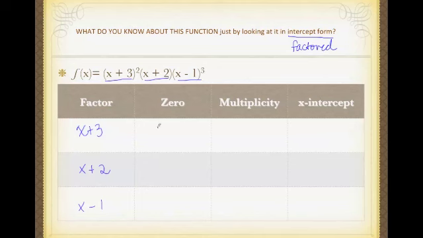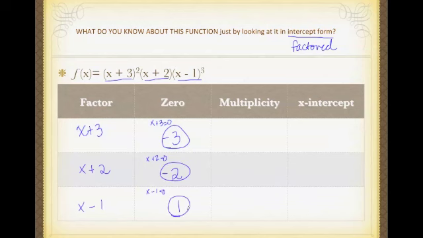Okay, to find my zeros, I set each one equal to 0, so I know that x would be -3. If x plus 2 equals 0, that means x is -2. And if x minus 1 equals 0, then x is 1. So here are my zeros.